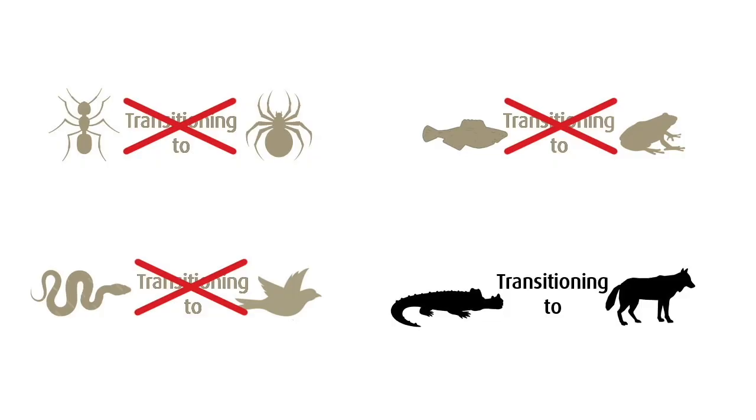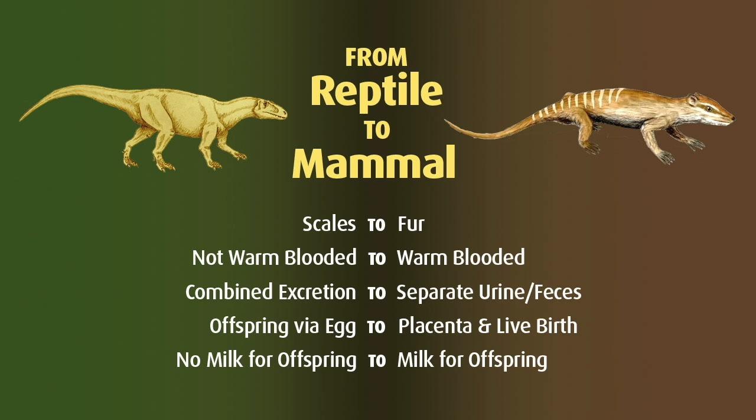What about transitioning from reptile to mammal? Well, even there are some pretty big hurdles to cross. You have to change from scales to fur. You have to change from not warm-blooded to warm-blooded. You have to change from combined excretion. Remember, reptiles have combined excretion. They only have one opening, and it all comes out that opening. Mammals have separate urine and feces, so those are separate organs involved in that.